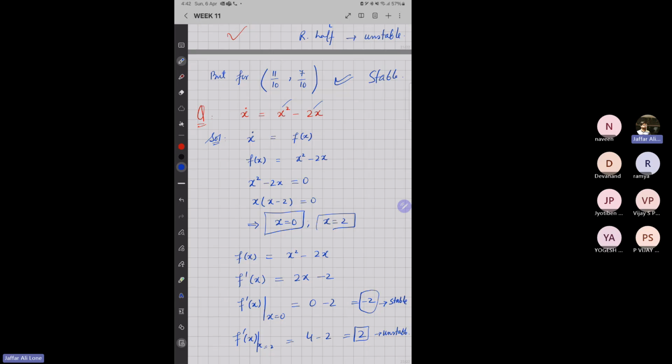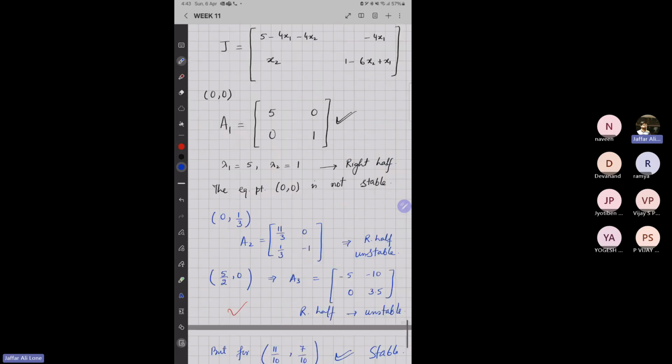So in this question, you only had one variable, so the process is very simple. Just find the values where f of x is 0, find those points, differentiate the function, put the values of those equilibrium points, and find the eigenvalues. Since it's only one variable, the answer is the eigenvalue. Similarly, for two variables, you have to find the Jacobian.